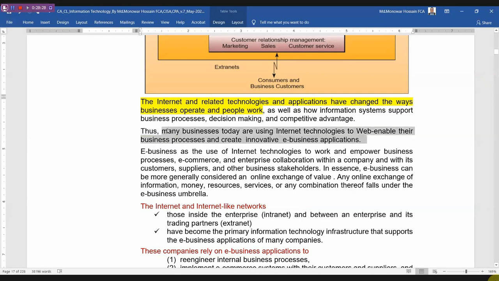Think about our Pathao, also think about our Uber car facility. So this is also IT support. That type of business, and different types of business.